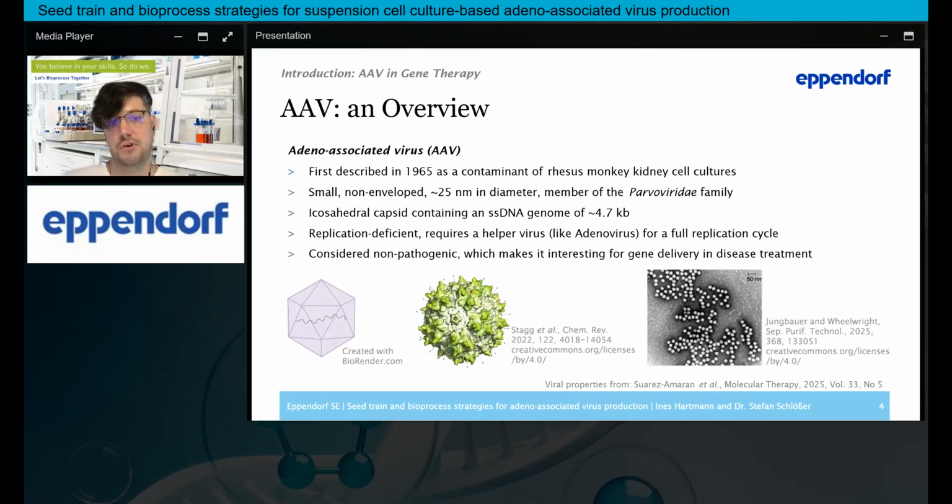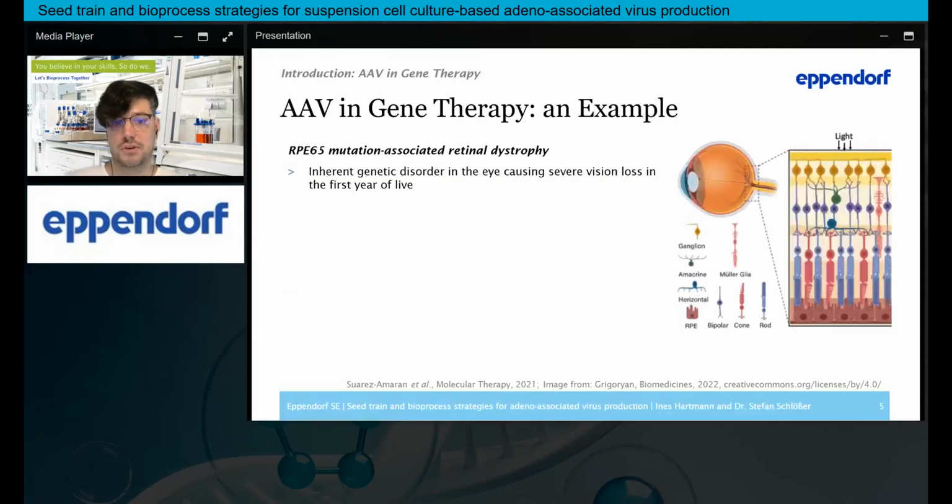AAV alone, however, is considered to be non-pathogenic, which makes it a very interesting target for gene delivery systems in disease treatment. And one of these approaches how AAV can be used to treat diseases, we will have a look at now. And this is the RPE65 mutation-associated retinal dystrophy.